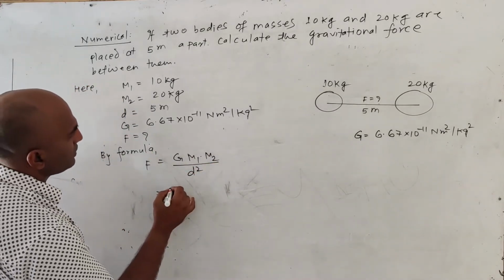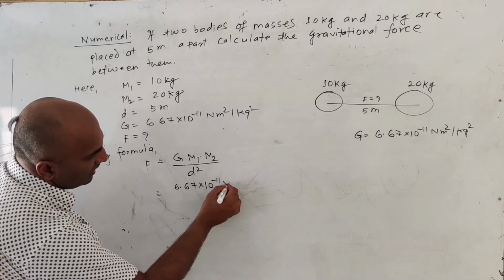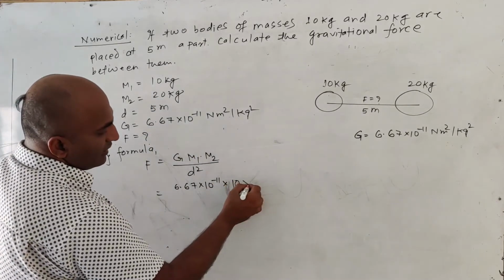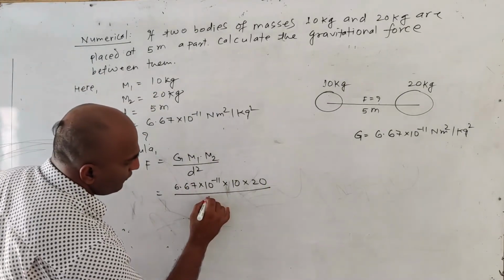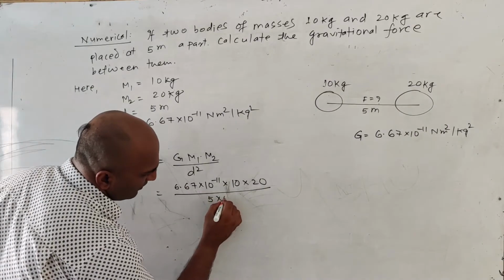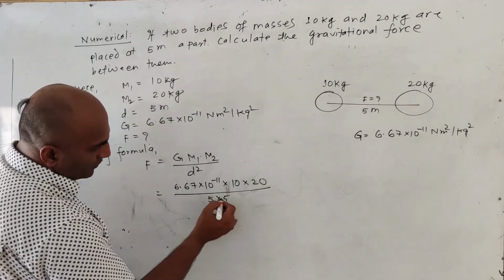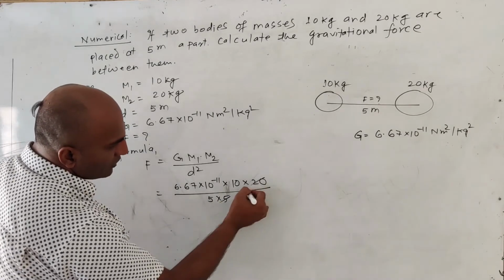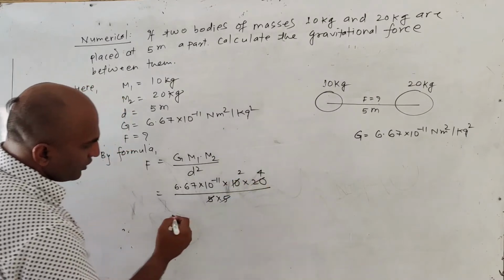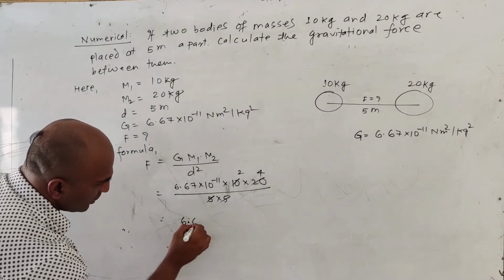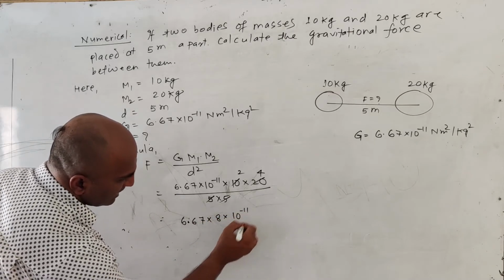F equals G, 6.67 into 10 power minus 11, M1 is 10, M2 is 20, distance is 5 square. This we can write 5 into 5, also 2 times 5. Calculation is required here: 5 4s are 20, 5 2s are 10, 2 4s are 8. So 6.67 into 8 into 10 power minus 11.